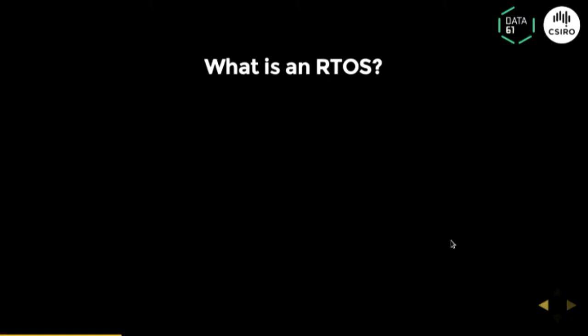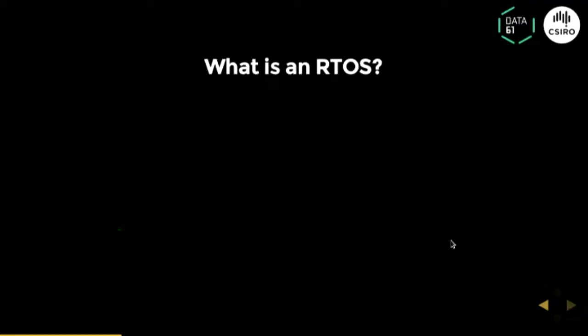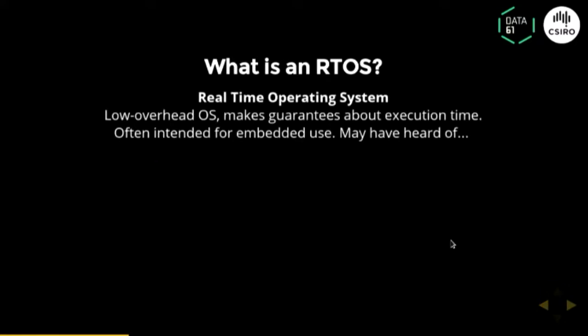All right, so who here has actually used an RTOS in an embedded project before? That's actually, okay, so we've got about a quarter of the people. That's really good. I'll go through this anyway. But basically, an RTOS is an extremely thin operating system intended for embedded processes. And it makes some guarantees about execution time.